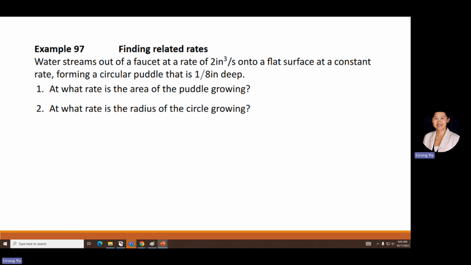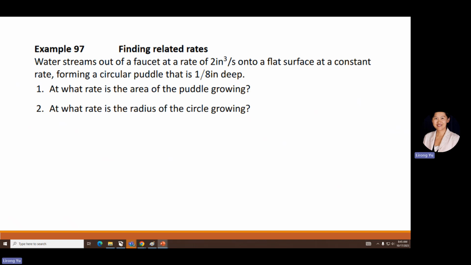So this one, it looks like another geometric question. It says water streams out of the faucet at a rate of 2 inch cube per second. So inch cube looks like a volume unit. This is 3-dimensional. S is the initial letter for second, representing the time. So that is a rate. You can also call that a derivative with respect to t.